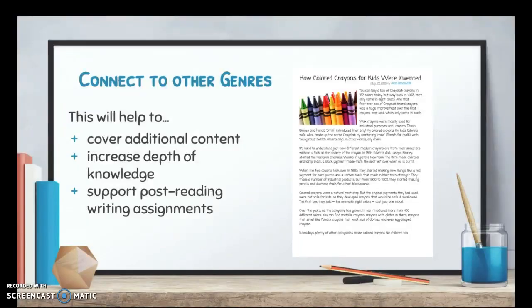All right, we have after reading strategies. I love to connect to other genres. So looking at, we're reading fiction, which The Day the Crayons Quit is, what nonfiction can I bring in there? So you see here, it's how crayons were actually invented. And so kind of getting that background knowledge helps them, and it could help them later in the next activity that I'm going to show you about. But really supports understanding, and you can do it both ways. If you're reading nonfiction, you can bring in a fictional story that's similar or related to the topic that you're studying.